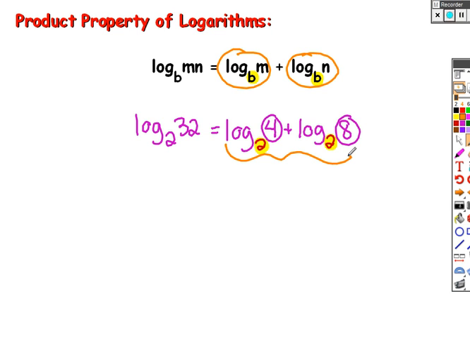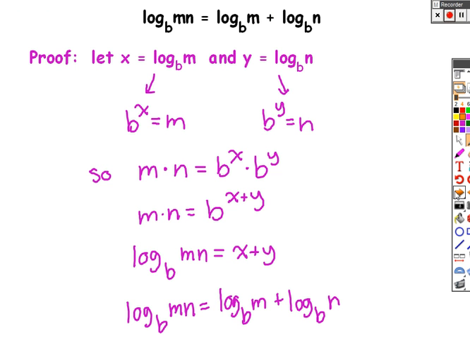And let's just check this out. 2 to what power is 32? Well, that would be 5. 2 to what power is 4? That would be 2. 2 to what power is 8? 3. Does 5 equal 2 plus 3? Sure. Now, instead of using a numerical example, we could also look at the proof.